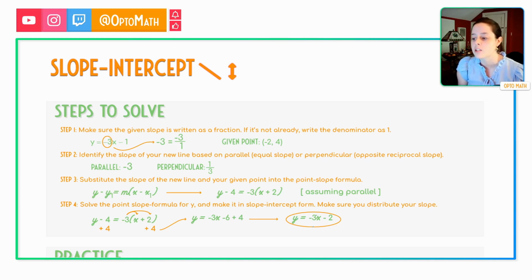And then our final answer was y equals negative 3x minus 2. So you've gone from finding your new slope, putting the point and the new slope into point slope form, and then rewriting as slope-intercept form. So there are 4 steps, but really it just boils down to 3 things. That first step again, writing your slope as a fraction if needed.